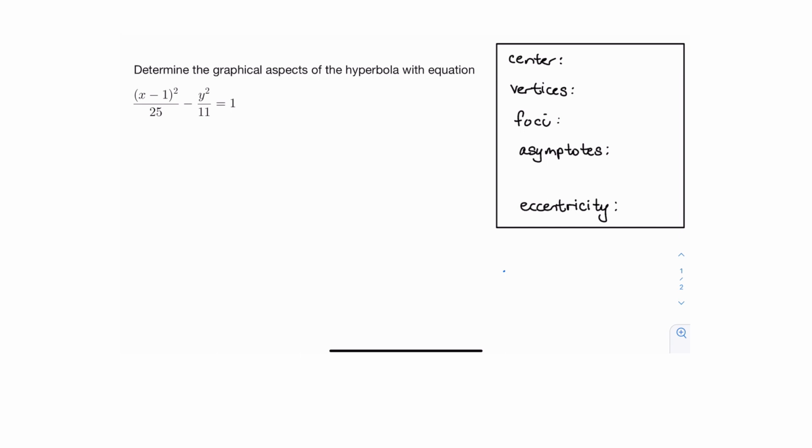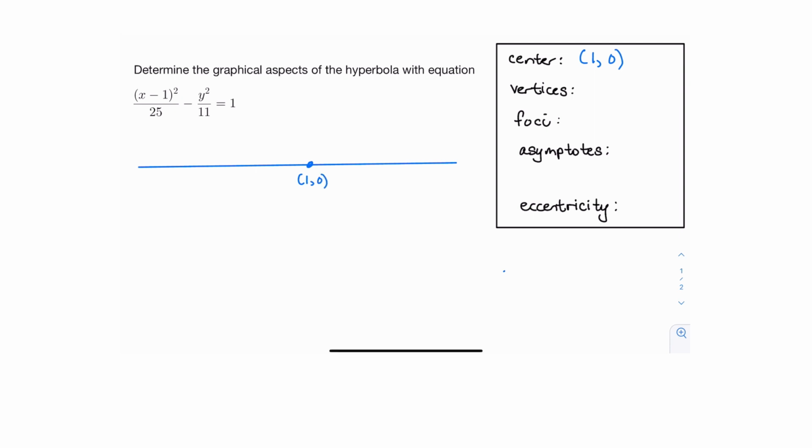So by looking at the equation, the coefficient of the x squared term is positive, which means that the transverse axis is horizontal, meaning that the center, vertices, and foci are all along a horizontal axis. So I'm going to draw a horizontal axis, just like that. Now looking at the squared terms in the numerator, we have (x minus 1) squared and y squared. That indicates that the center of the hyperbola is at the point (1, 0). X minus 1 corresponds to x minus h, and y minus 0 corresponds to y minus k. So the center I'm going to label here at (1, 0).